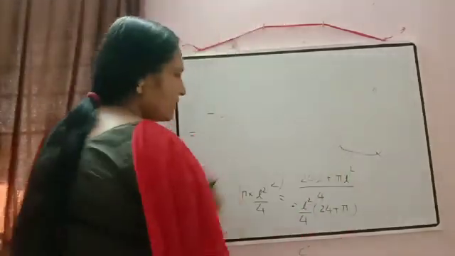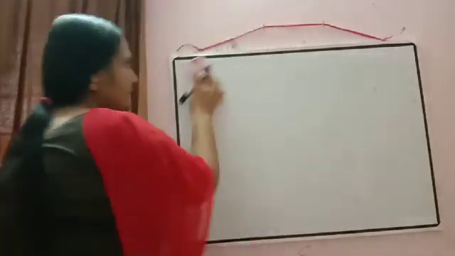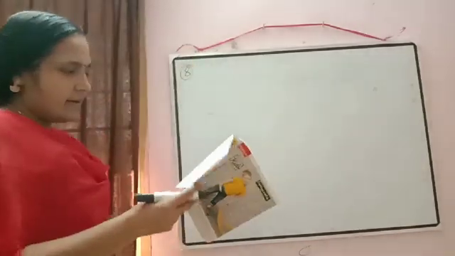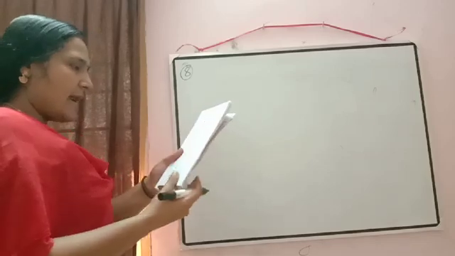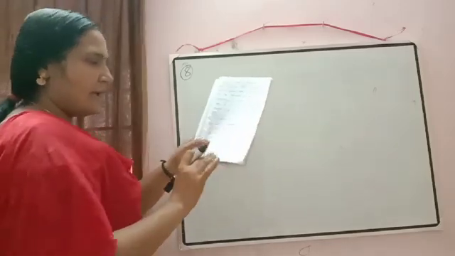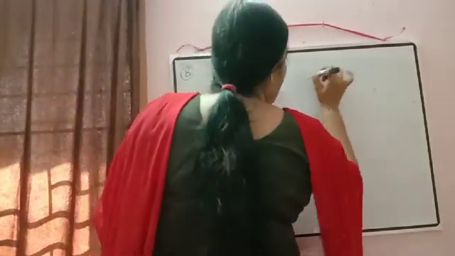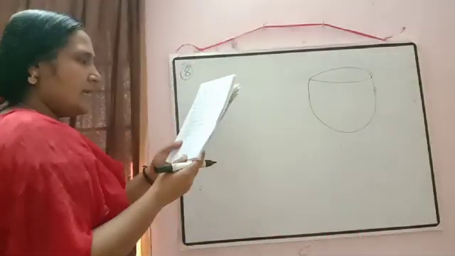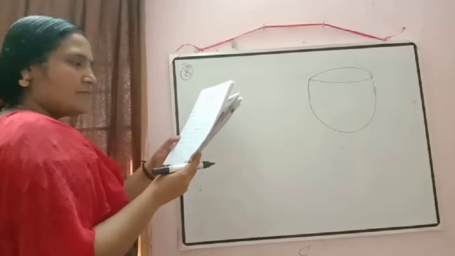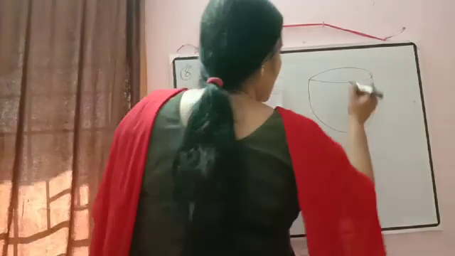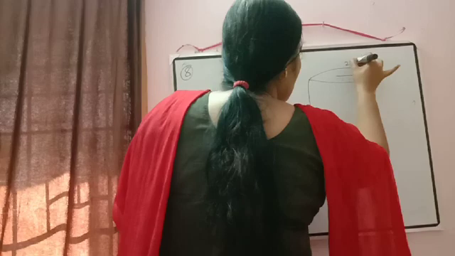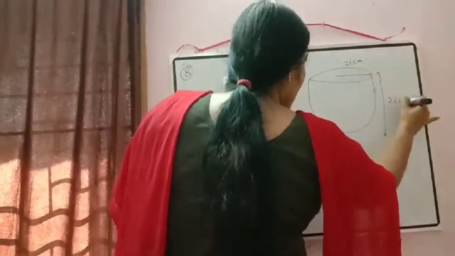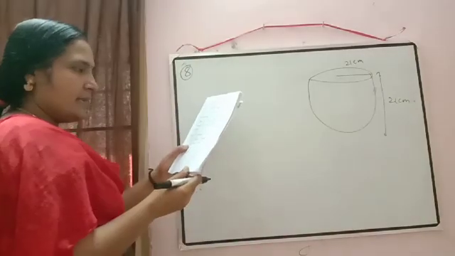correct solution. Okay. Now we will check the next question. In question number 8, what is written? A conical depression is carried out. Already the diagram is given here. So just I am drawing the diagram. A hemisphere is there. The radius of the hemisphere is given, 21 centimeter. So from here till here the height also will be equal to 21 centimeter.